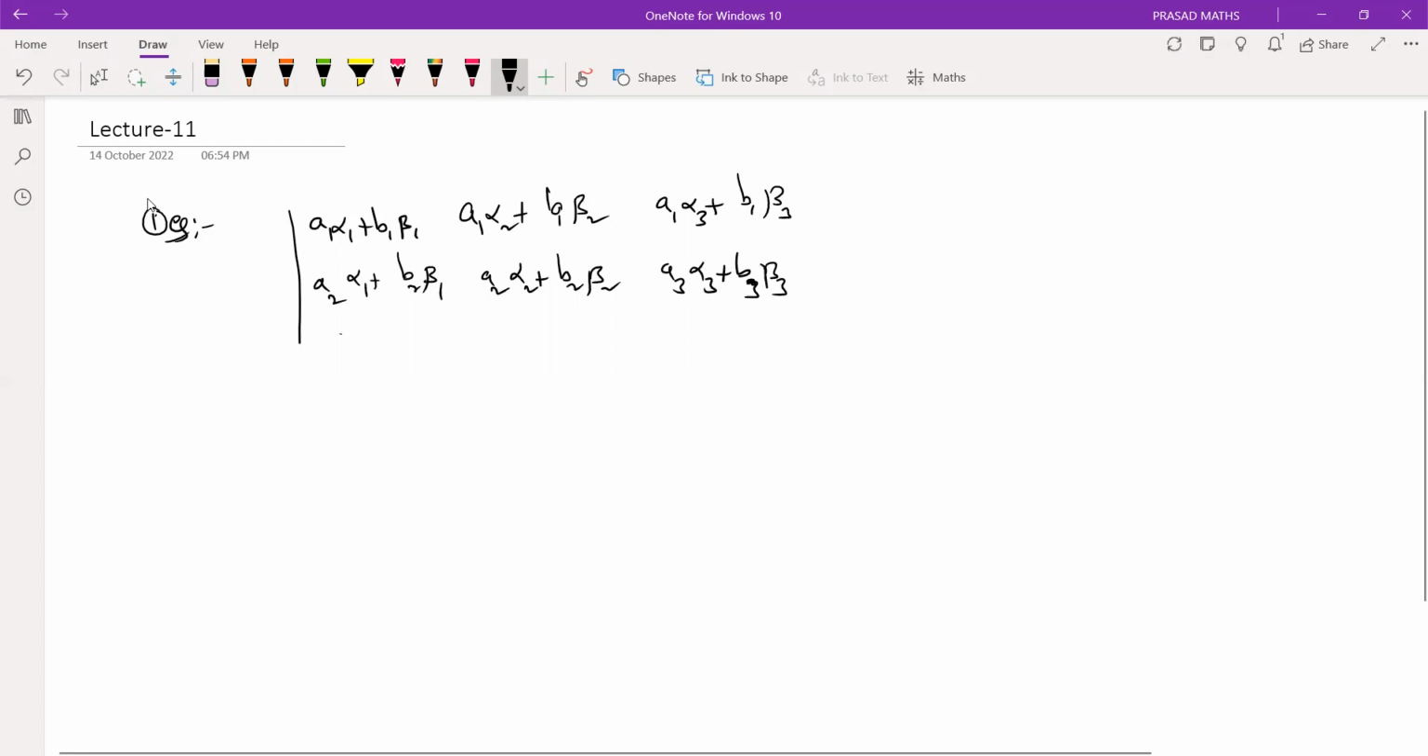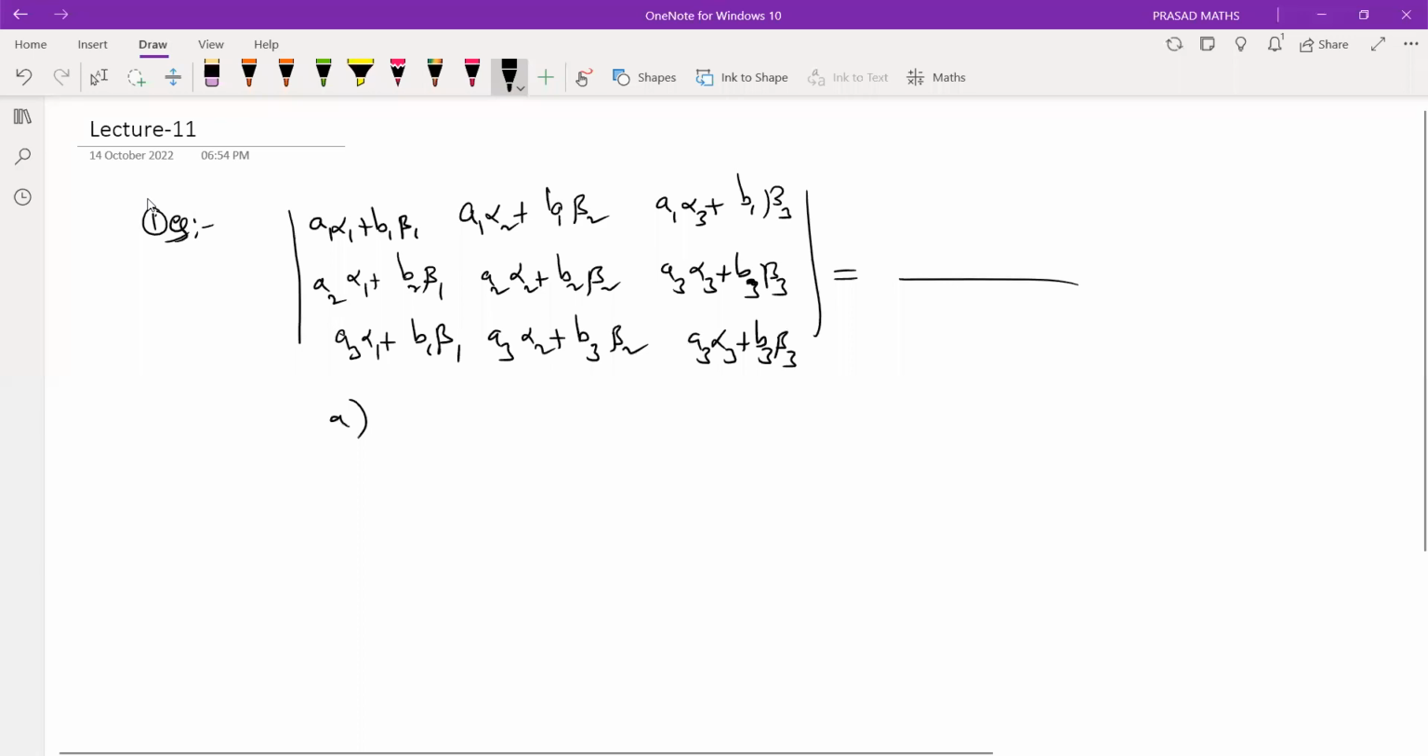right? Next A3 alpha 1, B3 beta 1, A3 alpha 2, B3 beta 2, next A3 alpha 3, B3 beta 3. What is the determinant of this? This is equal to 0, this is equal to 4, this is equal to -1, this is equal to 2.